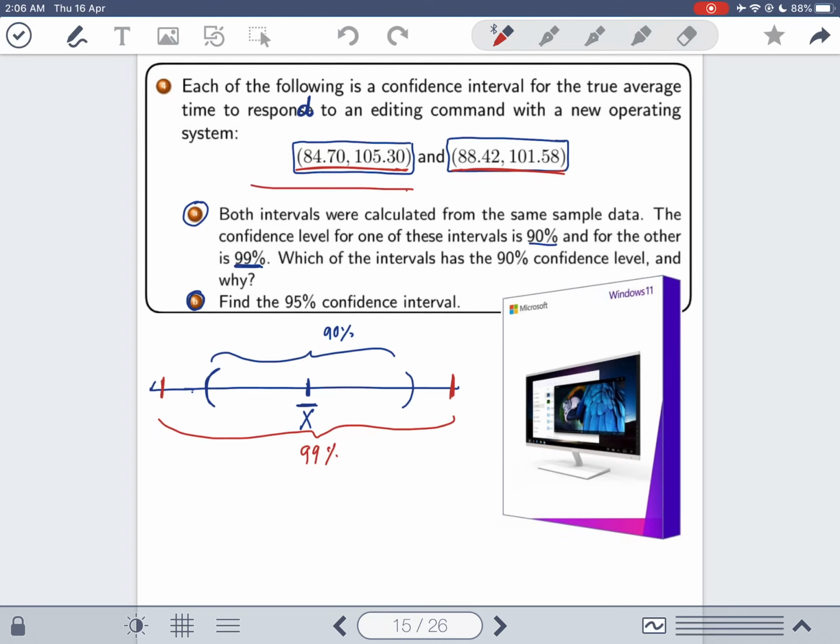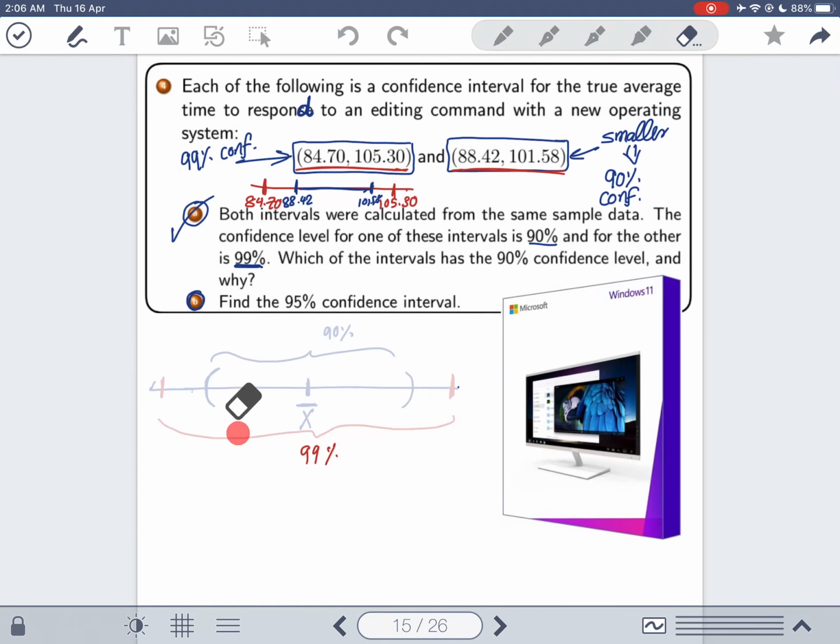This one goes from 84.7 to 105.3. The other one goes from 88.42 to 101.58. So you see that this one is the smaller one. This is the smaller interval, and so it is the 90% confidence interval. And so this one here will be the 99% confidence interval. So you see, the first question was not that difficult, we were able to solve it immediately.